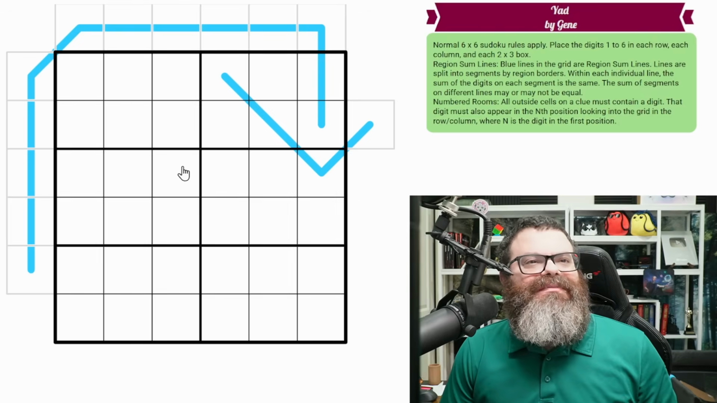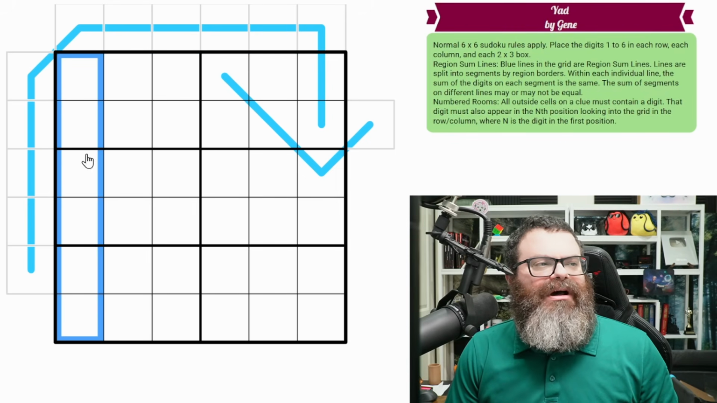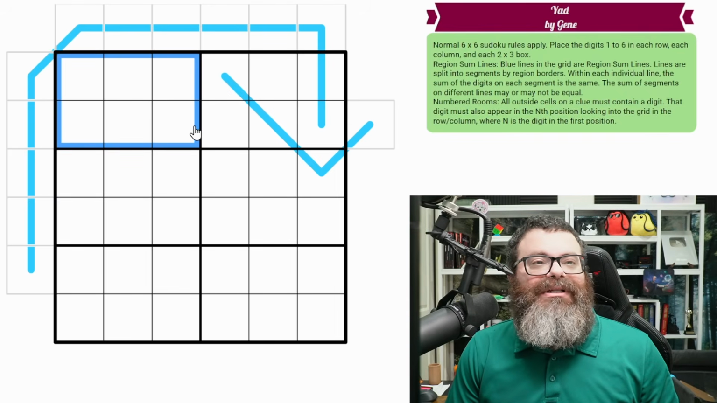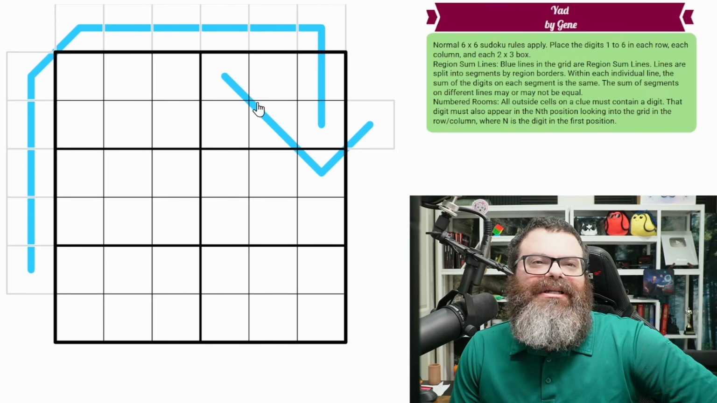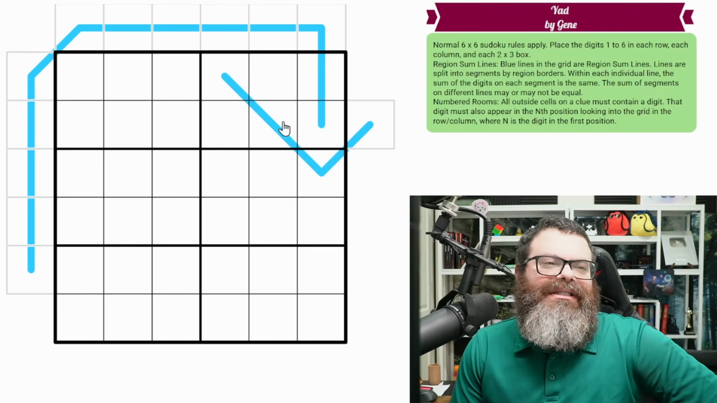So we have normal 6x6 Sudoku rules. Within this bold border, in each row, each column, and each 2x3 box, we are placing the digits 1 to 6 exactly once each. We also have region sublines. Blue lines in the grid are region sublines. Lines are split into segments by region borders. Within each individual line, the sum of the digits on each segment is the same.